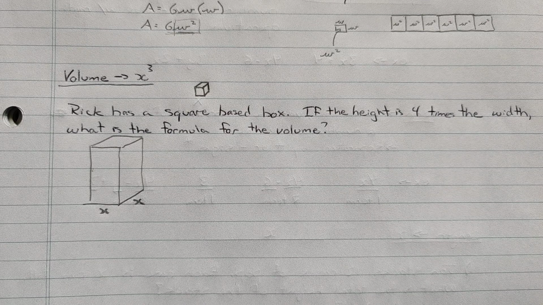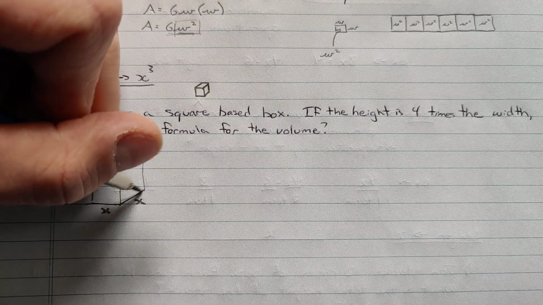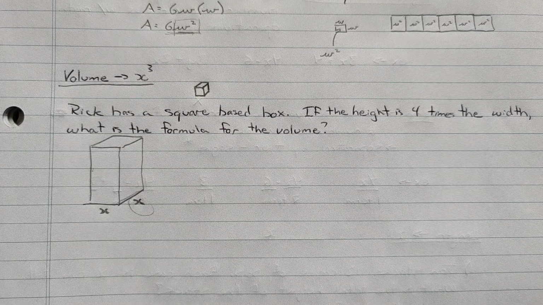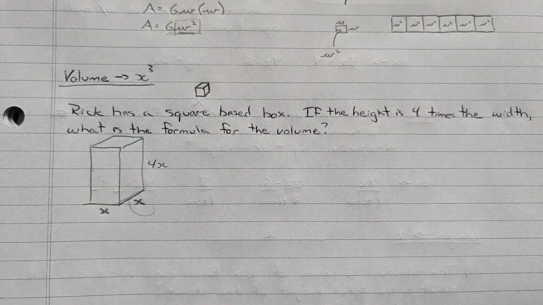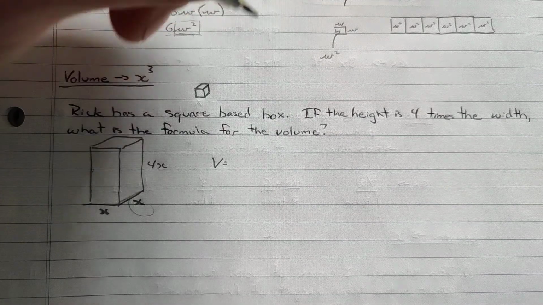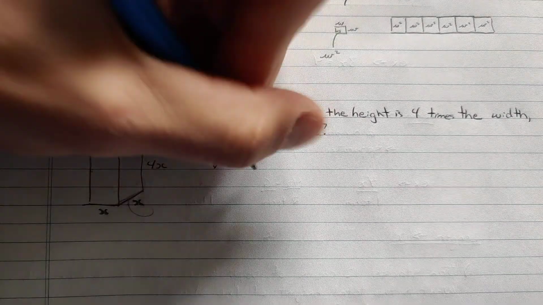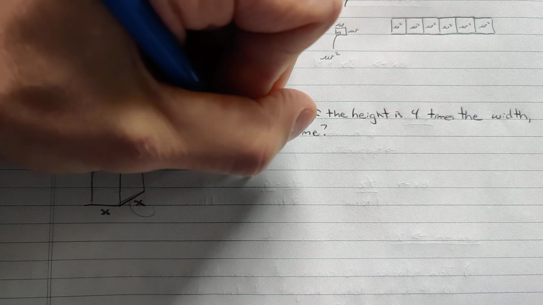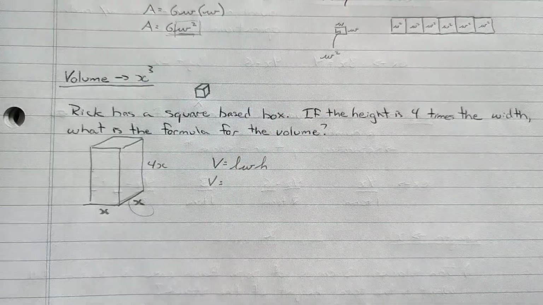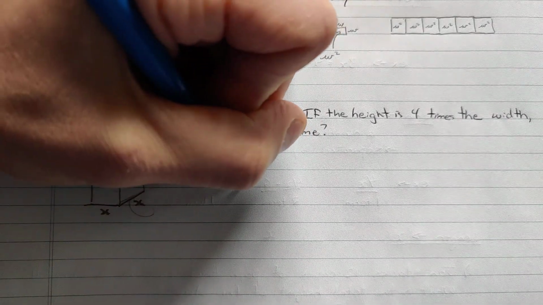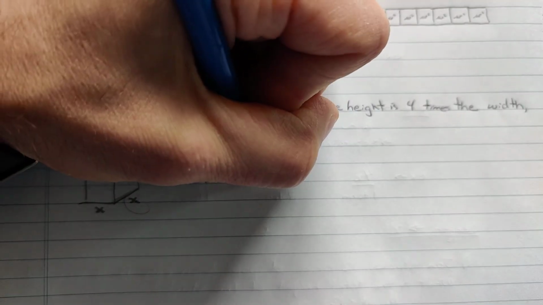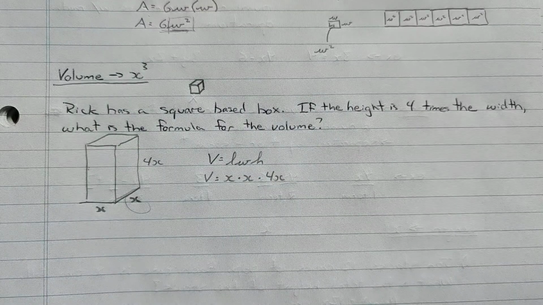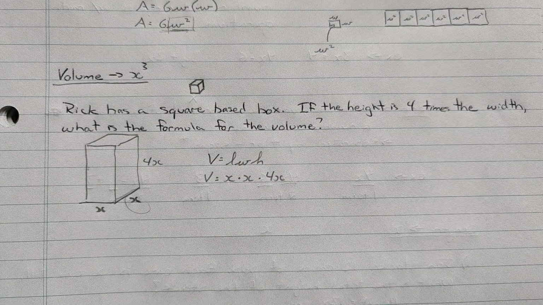And then the height is 4 times the width. So if this is my length and this is my width here, it's 4 times x. And so 4 times the width is 4x. So the volume, we know, is length times width times height, right? Length times width times height. And so we can fill in those values. The length is x times the width, which is x, and the height, which is 4x. And I'm using those mathematical dots, which is another notation for times.